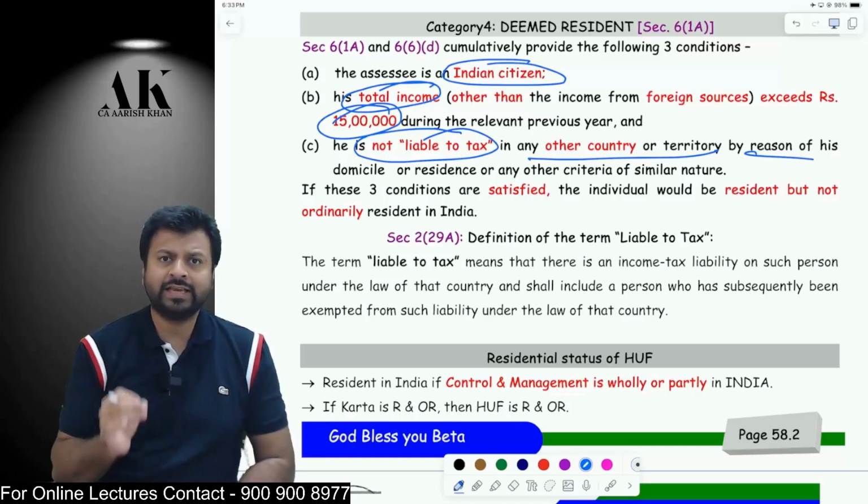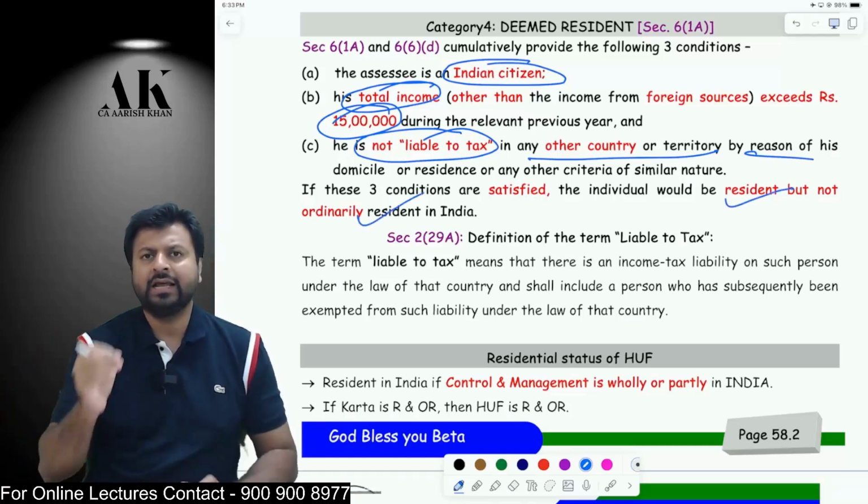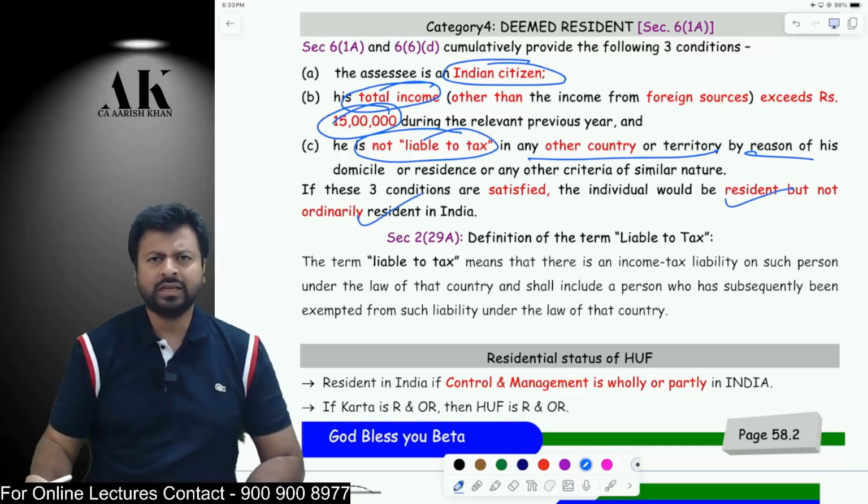But even in this case, you will not be called an ordinary resident. You will be called a not ordinary resident. I hope it is clear to all of you. Okay. Now, what do I mean by the term liable to tax?